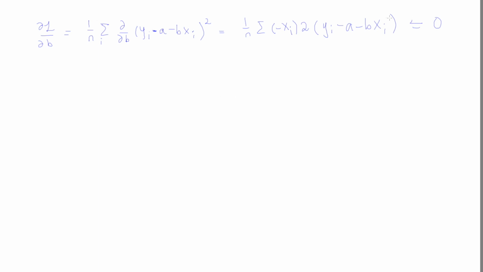Okay, so let's simplify this again. Again, I can get rid of the 2 because I have a 0 here, so I can just multiply both sides by 1 over 2. I have a negative, I can get rid of that. I can't get rid of the xi. We're going to keep the n, even though we can get rid of it. And let me just expand this out. So in the first one, I'm going to have xi yi.